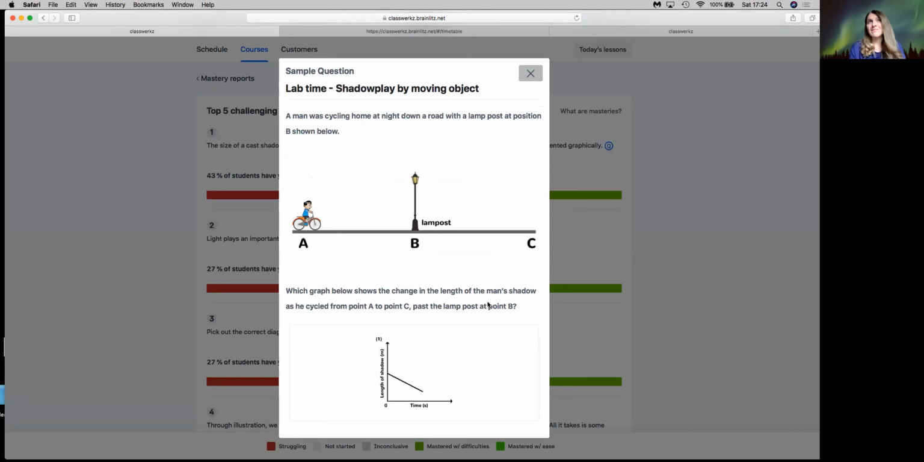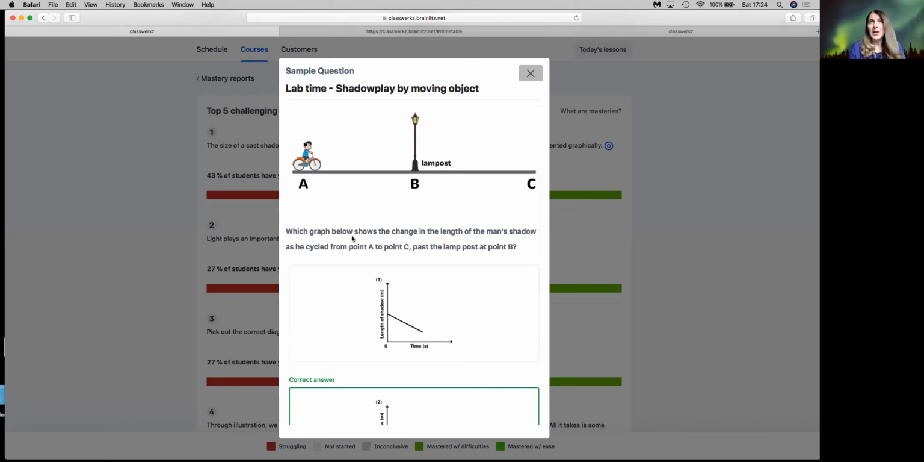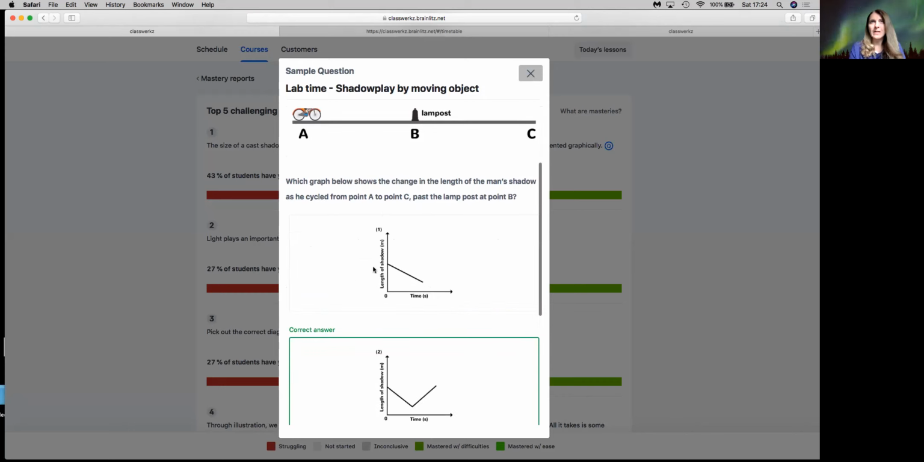So yeah, this is quite a challenging question. The children are usually 10 years old. So a man was cycling home at night down a road with a lamp post at position B shown below. So there we go, cycling along. Which graph shows the change in the length of the man's shadow as he cycled from point A to point C, past the lamppost at point B? So we've got here the length of the shadow and the time it would take.